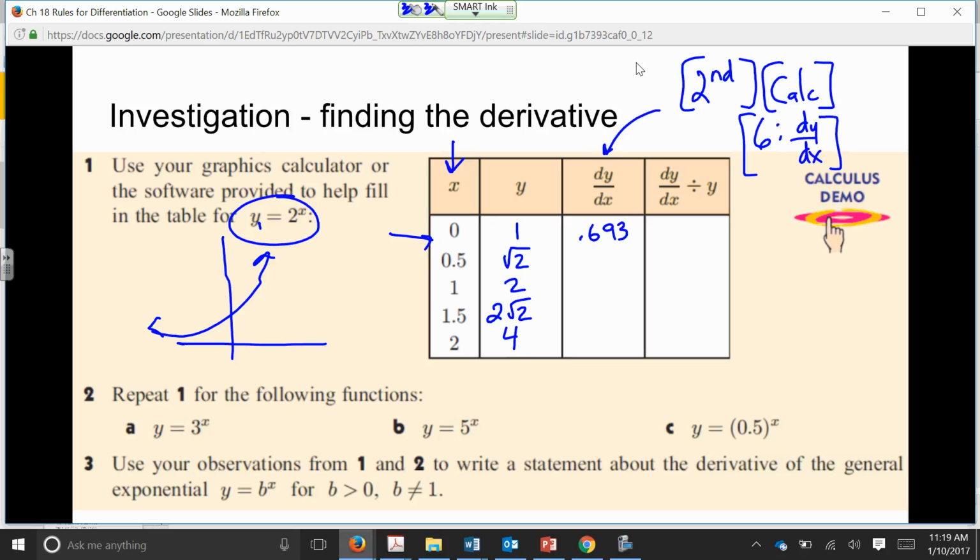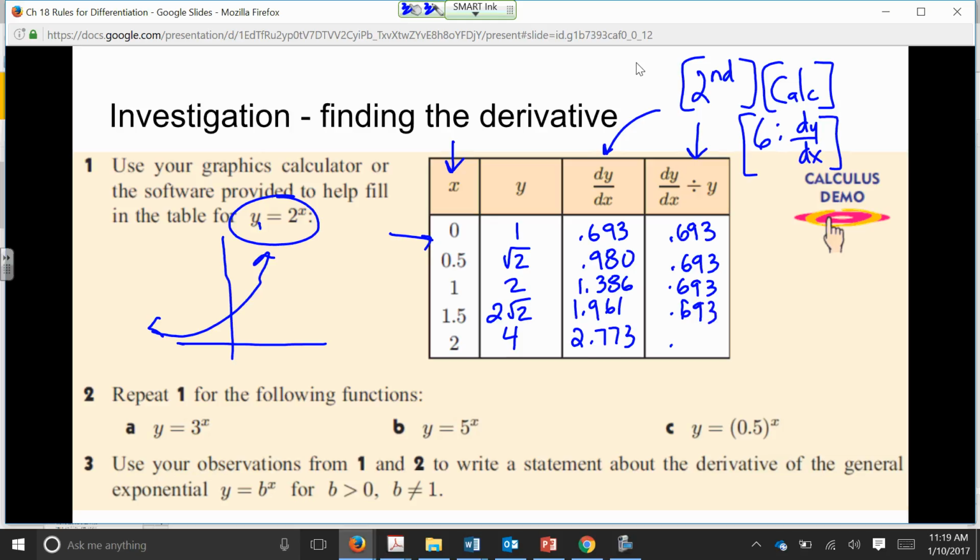These dy/dx are these derivative values for these x values: 0.693, 0.980, 1.386, 1.961, and 2.773. And then in this column here, it says take your derivative function and divide it by the y. Well, again, just doing some simple arithmetic, I get 0.693 for the first one, and it just so happens that I get 0.693 for all of them.